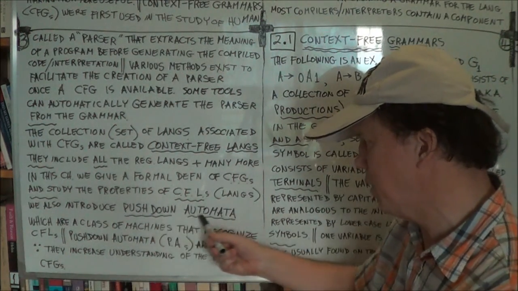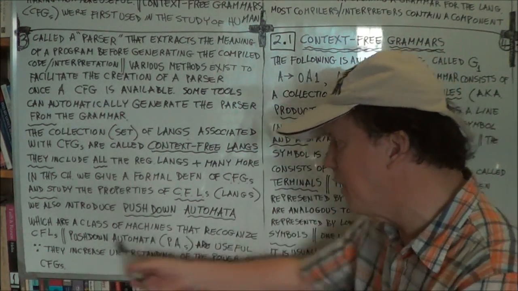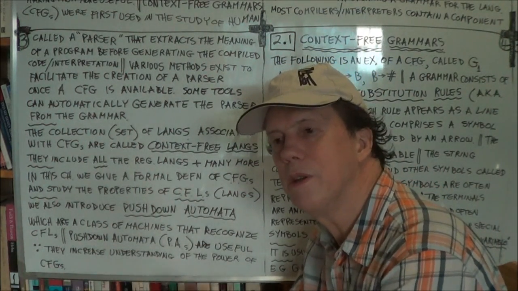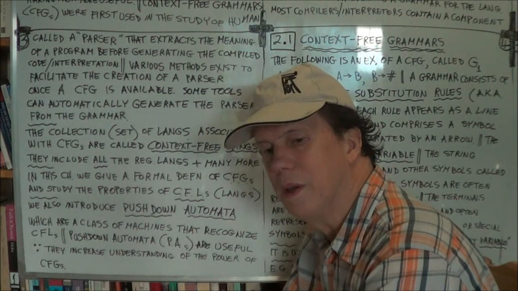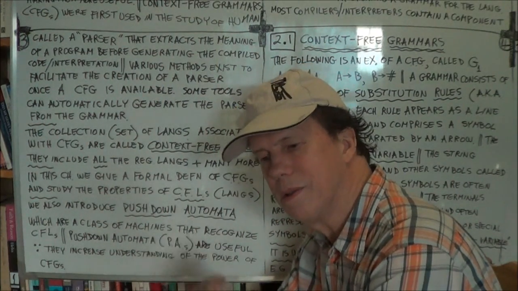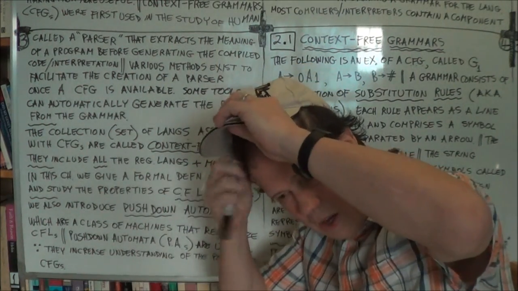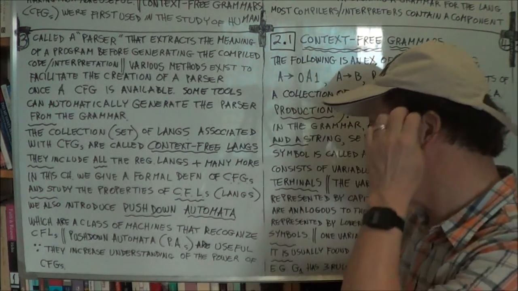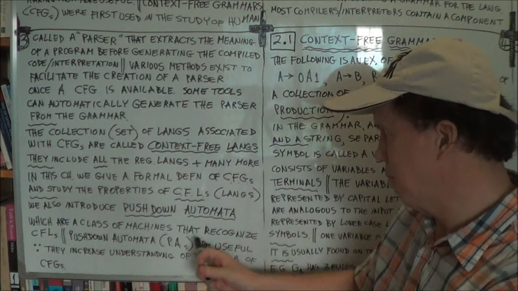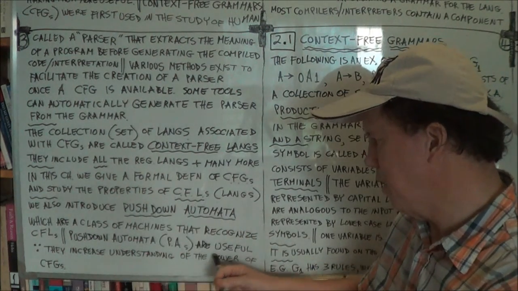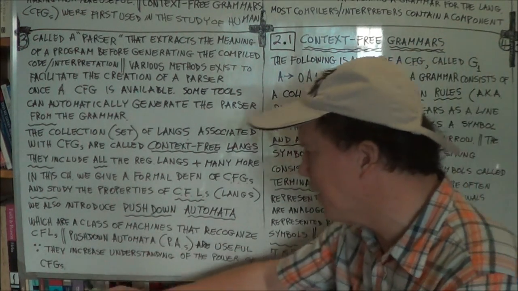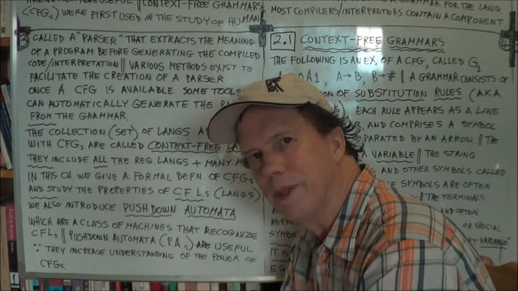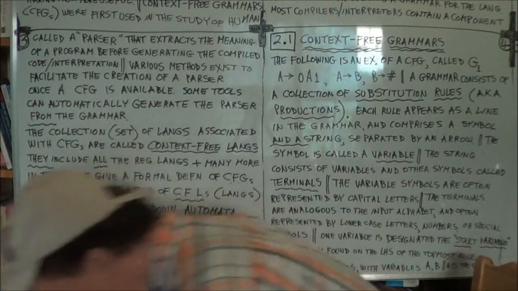These are the kinds of machines that recognize a context-free language. So if you hear about a push-down automaton, automatically you think, it's a machine that is capable of recognizing a context-free language. And these machines are useful because they help increase our understanding of context-free grammars. The two help each other, in a sense.